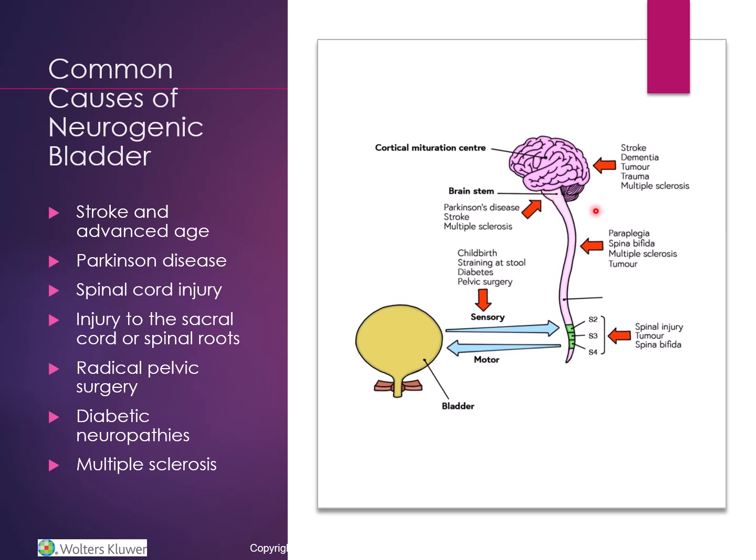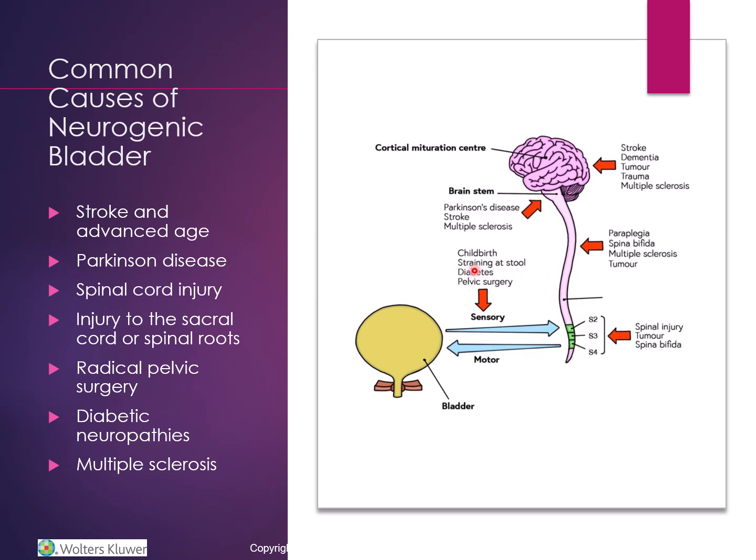Things like paraplegia, spina bifida, multiple sclerosis, and tumor can also cause spinal cord injuries that can block some of those messages coming from the upper level control centers of the brain. Direct spinal cord injury or tumors or spina bifida that affect S1 through S4, which is the sacral root or spinal cord area, affect the reflex centers that help control urination.